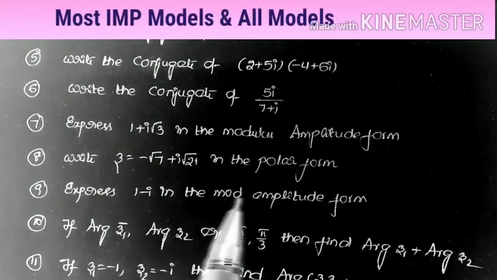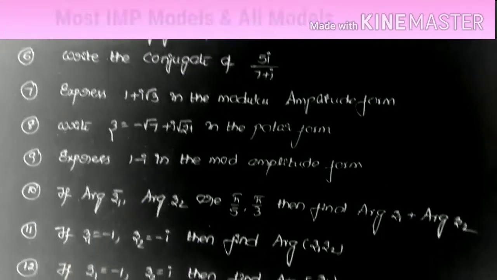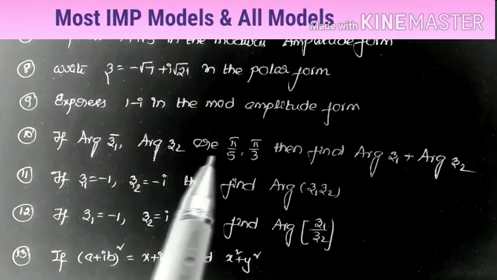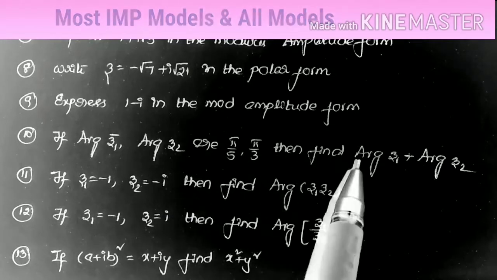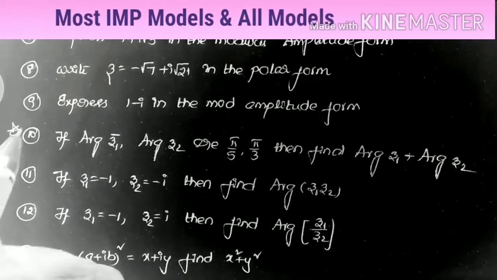Express 1 minus i in the mod amplitude form. So these three sums are of the same model. And the next one: if arg z1 and arg z2 are pi by 5 and pi by 3, then find arg z1 plus z2. The most important 2 marks problem.